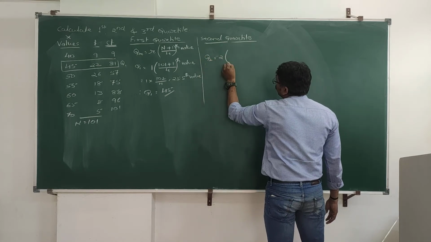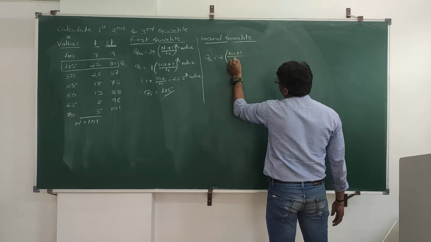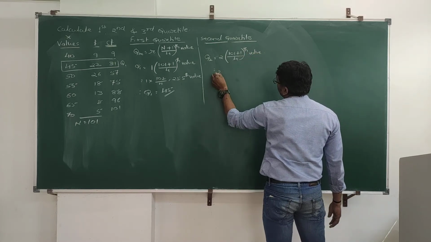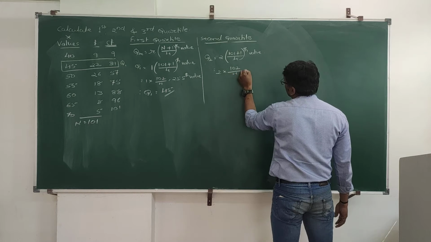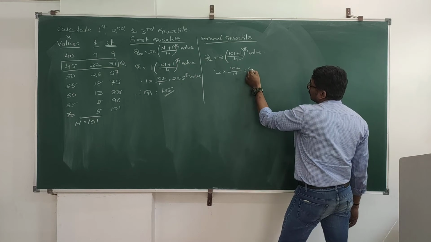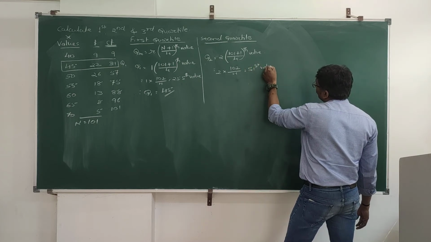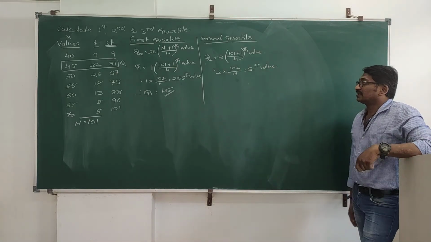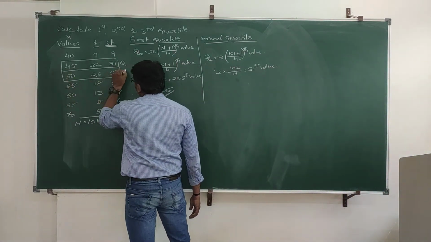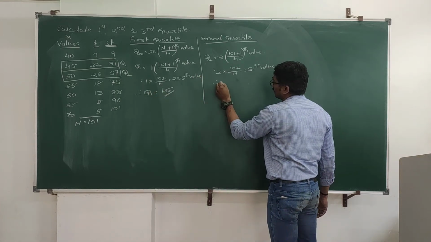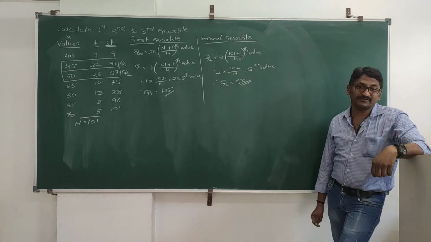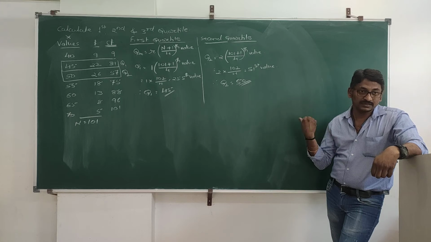So Q2 is equal to 2 into bracket 101 plus 1 divided by 4 value, which is equal to 2 into 102 divided by 4, which is equal to 51st value. Now check. 51 comes under which value? It comes under 57. For this 57, what is the value of class? Q2, second quartile is 50, right?